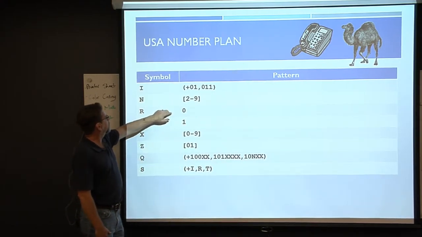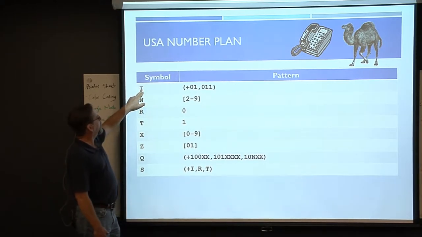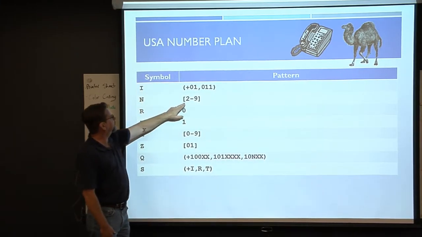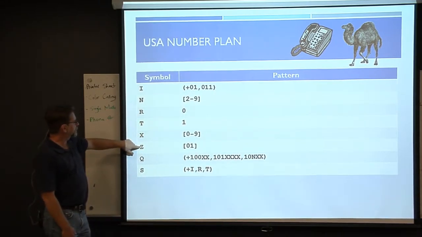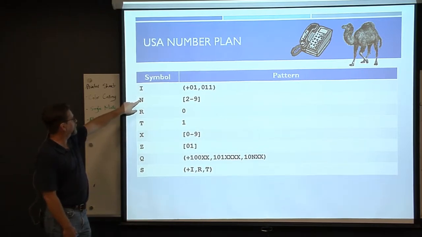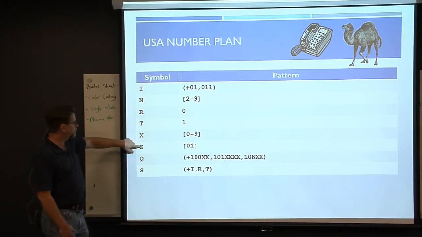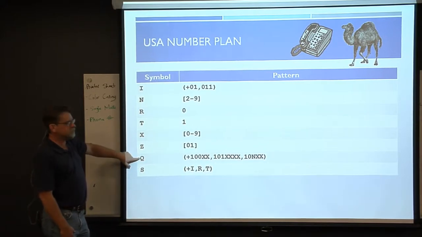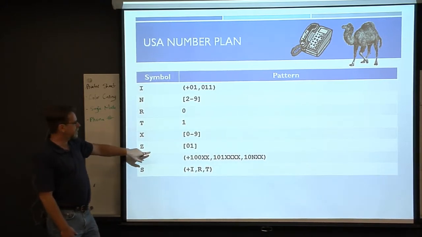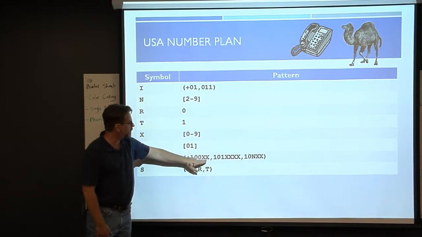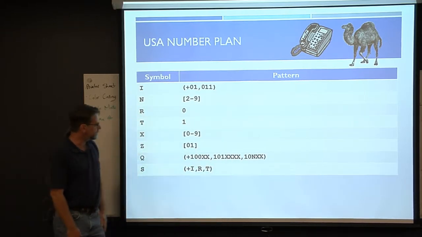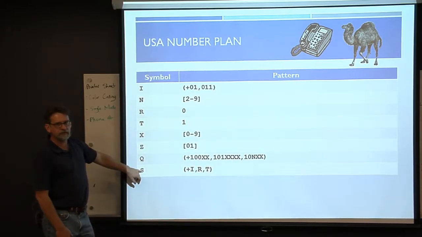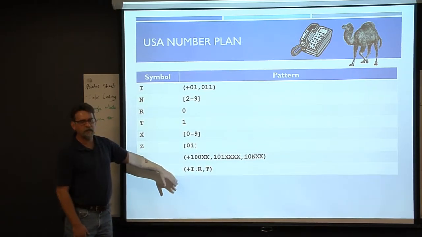I'll define the symbol I to being that. The symbol N means any digit between 2 and 9, R is operator, T is toll, X is any digit. Z was just the opposite of N. N was 2 through 9, so Z was everything else. Q stood for quality of service, but basically it was your alternate carrier codes: if it started with 100 and two digits, 101 and four digits, or 10, then N, and then two more digits. And then S was for a supervised call or supervisory call, which usually involved an operator or tolls or things like that.